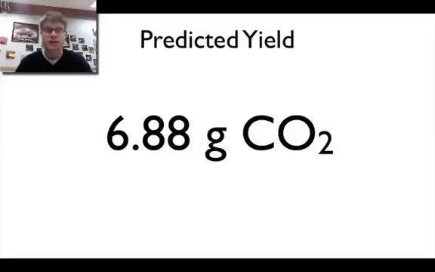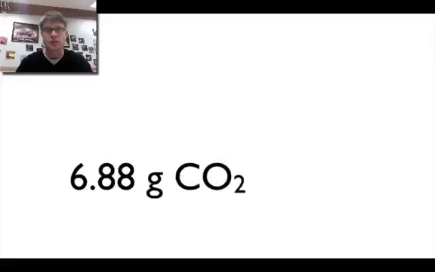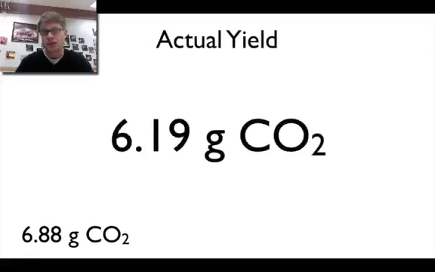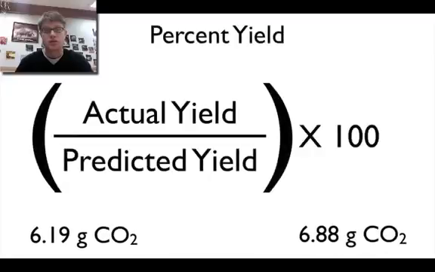Now you can think about it, that's never going to happen. If you think about the billions and billions and billions of molecules, the chances that they're all going to react and some aren't going to be lost is really, really rare. And so lots of times your actual yield will be much less than your predicted yield. In other words, I might be hoping to get 6.88, but I only get 6.19. And so those two values can tell me the percent yield.